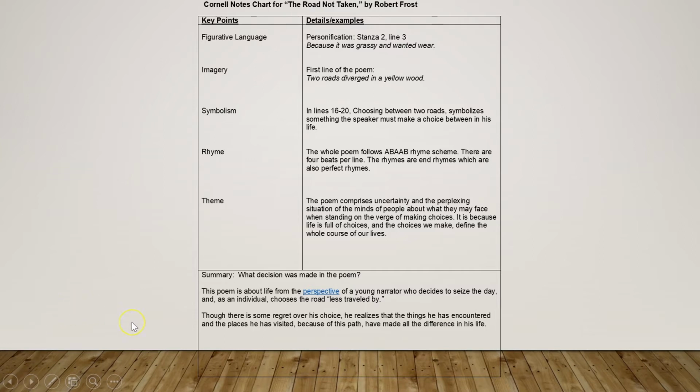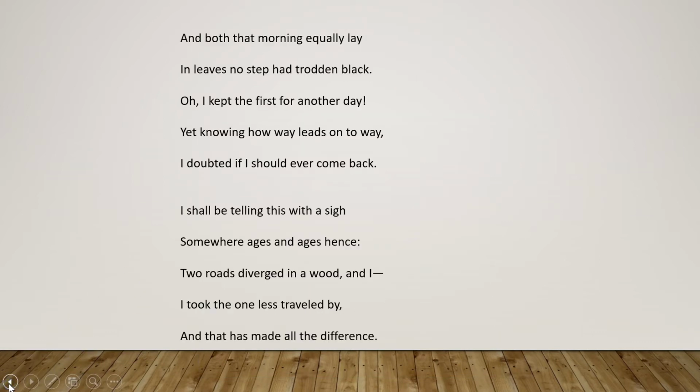And symbolism in lines 16 through 20, choosing between two roads, symbolizes something the speaker must make a choice between in his life. So we're going through quite a few of these. Yet knowing how way leads to way, I doubted I should ever come back. Two roads diverged in a wood, and I took the one less traveled by.